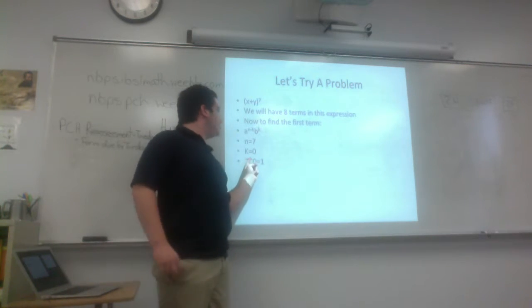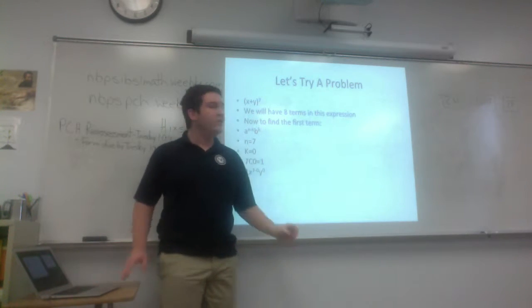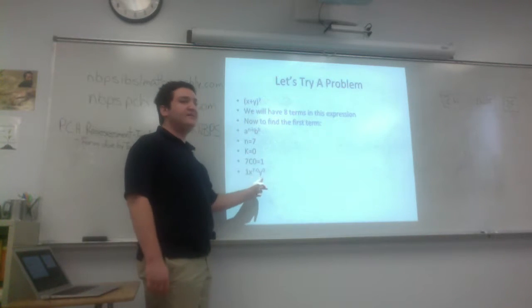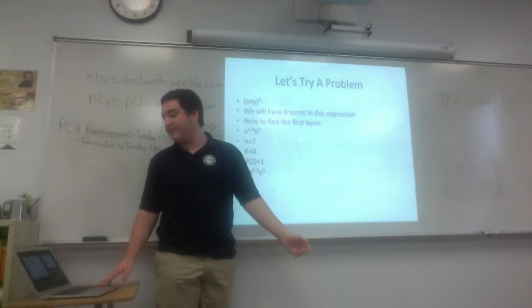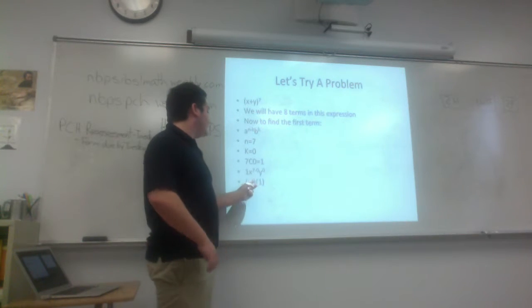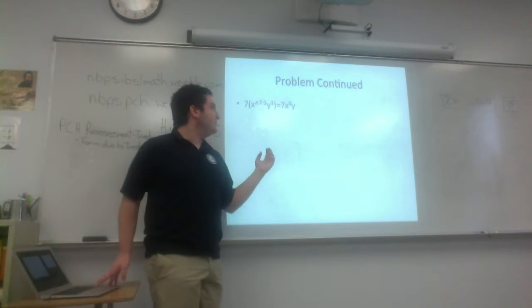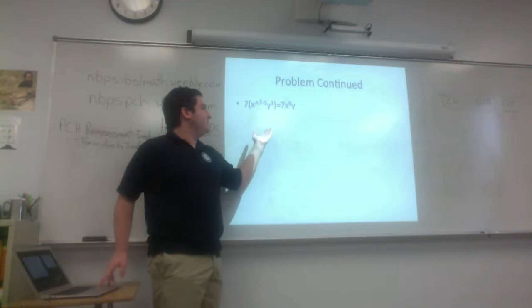So 7 choose 0, n choose k, is equal to 1. So we have 1 times x to the 7 minus 0, that is n minus k, times y to the 0, which is k. Who knows, anything to the 0th power is 1. So we have x to the 7th times 1, which is obviously just x to the 7th. These are just the rest of the answer to this question.